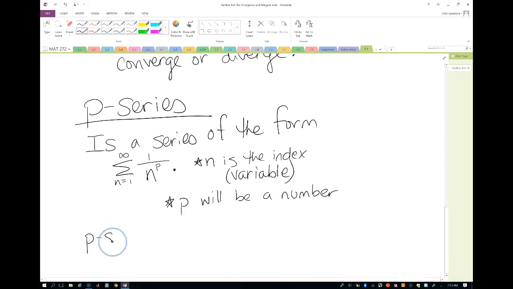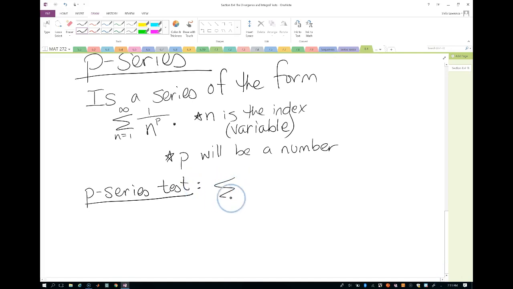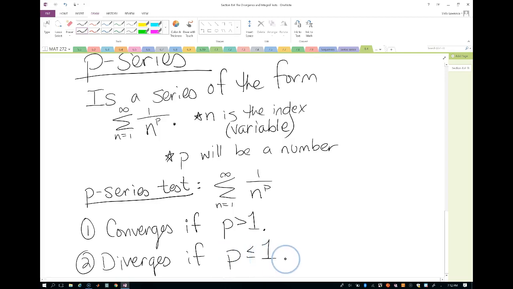So the P-series test: if you recognize that you're being asked to find convergence or divergence of a P-series, the sum from 1 to infinity of 1 over n to the P converges if P is greater than 1. It cannot equal 1. If it's strictly greater than 1, then this will be a convergent series. It diverges if P is less than or equal to 1.